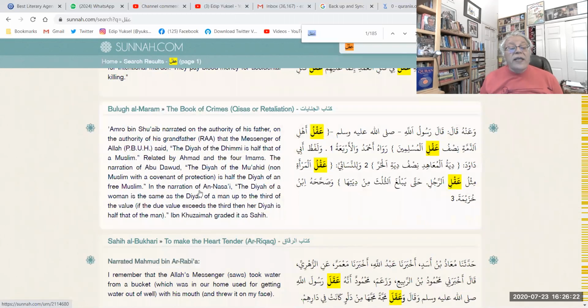This is about the Zimmi being half a Muslim. It is about authoritative grandfather, Dia and Zimmi, Dia of Ummah. Dia means blood money. This is about blood money. It has nothing to do with reasoning. Aql, you repeat it.